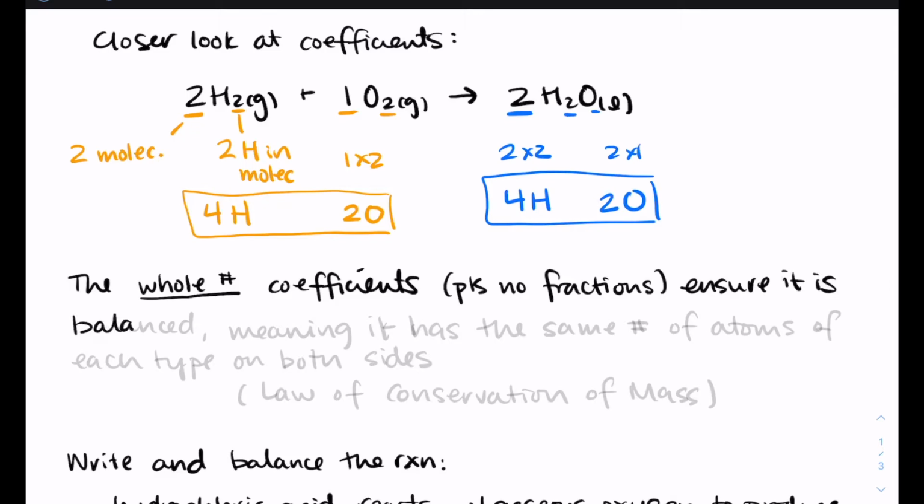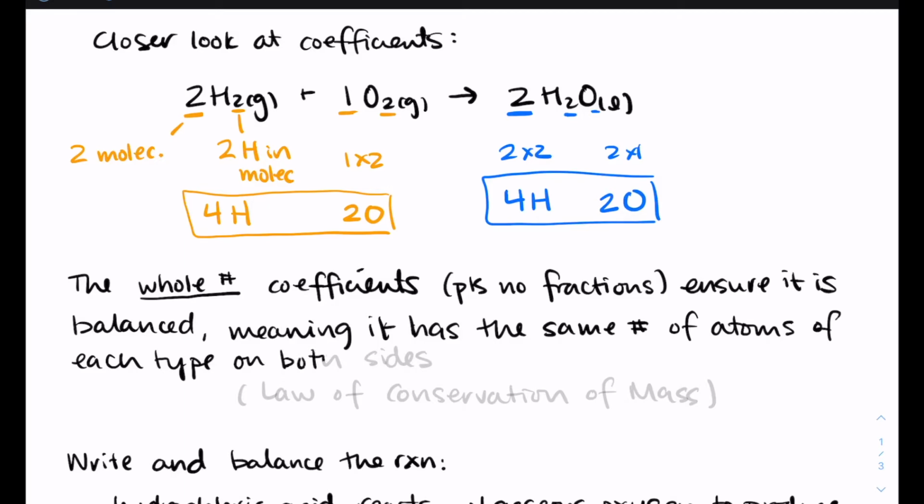So these whole number coefficients, the numbers that are in front of the molecules, please don't use fractions, ensure that the reaction is balanced. And being balanced means that it has the same number of atoms of each type on both sides. And this is just a restatement of the law of conservation of mass. You cannot create or destroy mass, and in order to represent that, we need the same number of each type of element on each side.